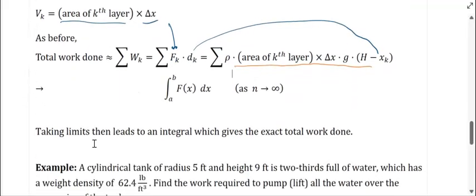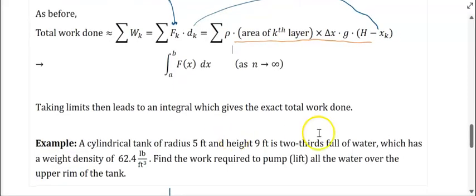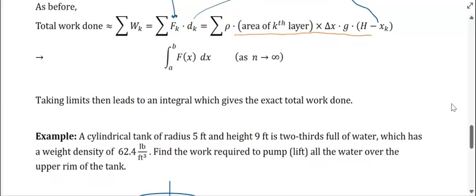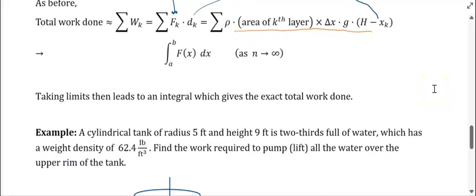Okay, so let's take a look at an example here. We've got a cylindrical tank of radius 5 feet and height 9 feet. It's 2/3 full of water, which has a weight density. So notice we're given the weight density here. We're not given the mass, and we're not given the density of the liquid.